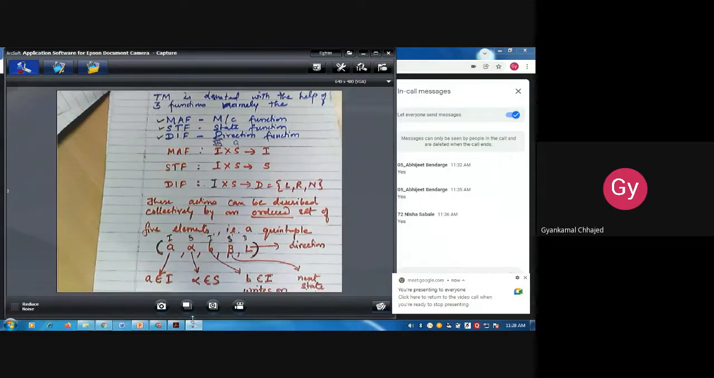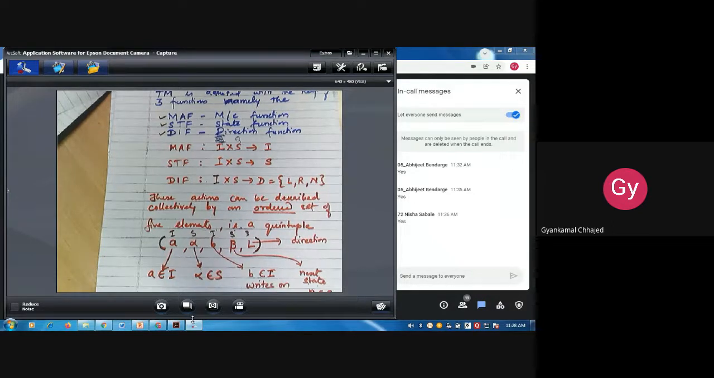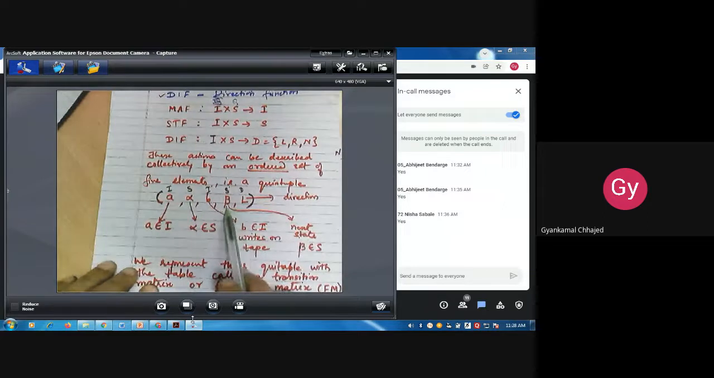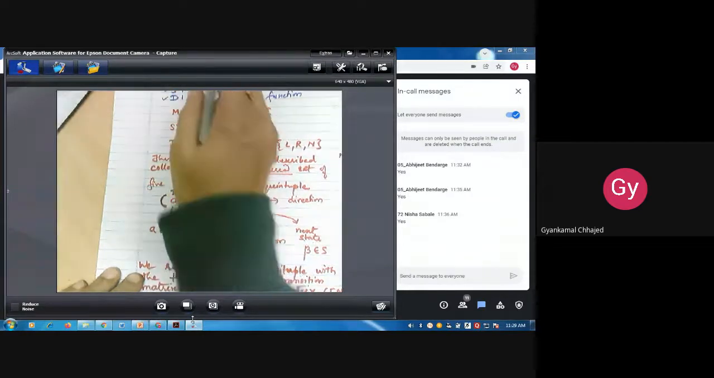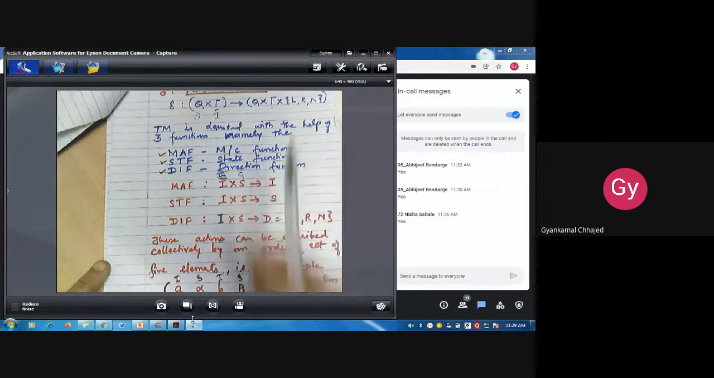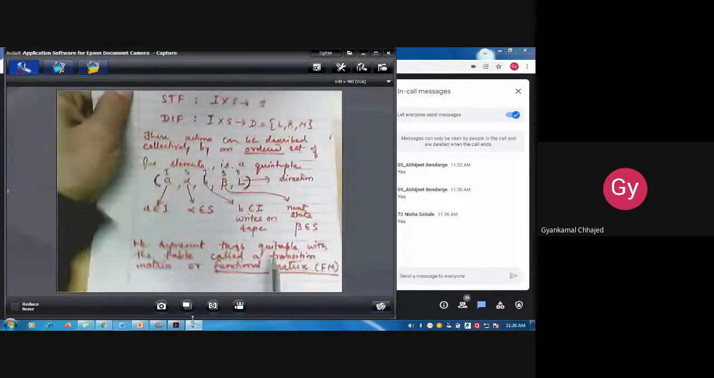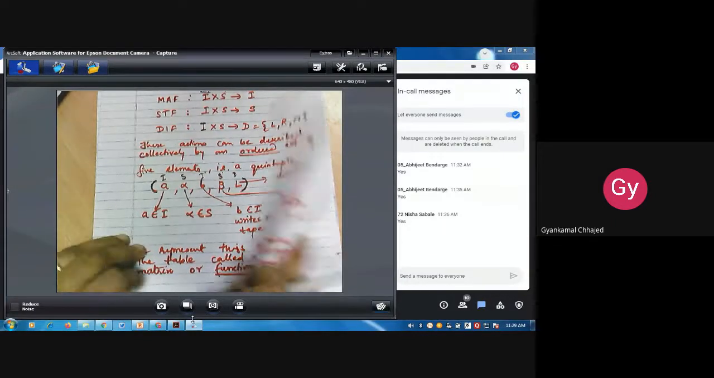So with the five tuples, we are representing the status of the Turing machine. A represents the input symbol, alpha represents your current state, B represents what you are going to write on the tape, beta represents your next state, and L represents the direction. So these two parameters represent Q and tau, and these three values represent the three outputs. We represent this quintuple with a table called the transition matrix, which is also called the functional matrix.